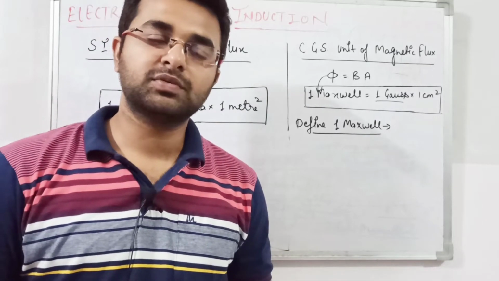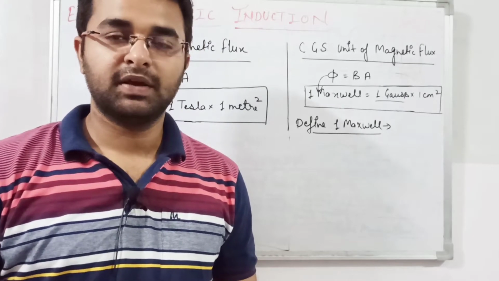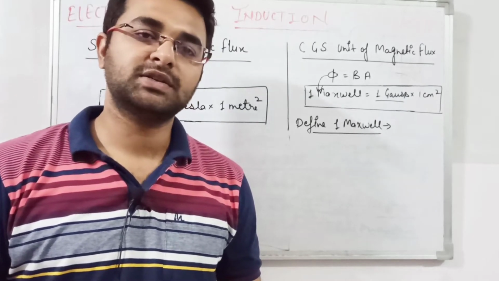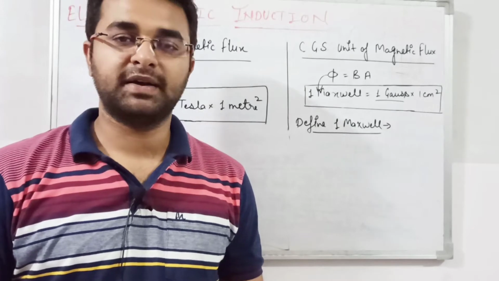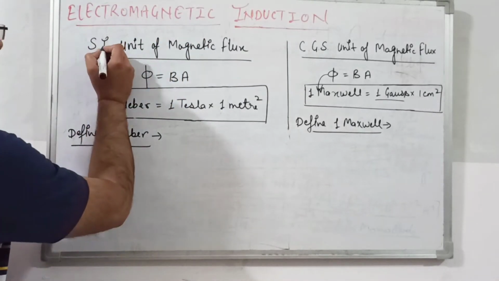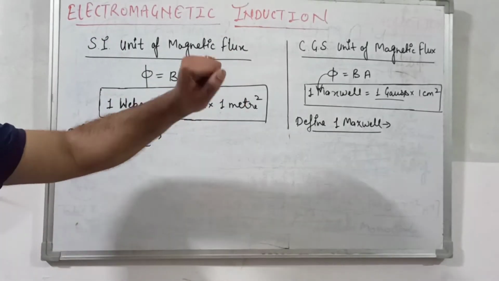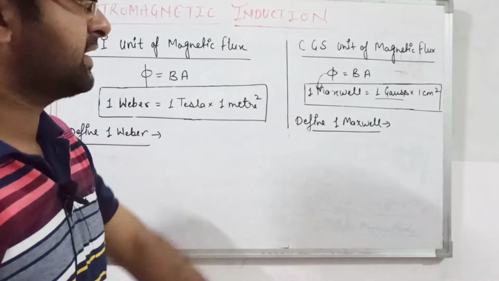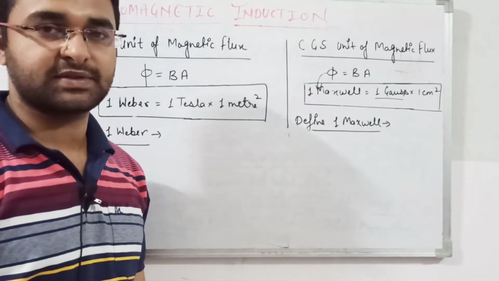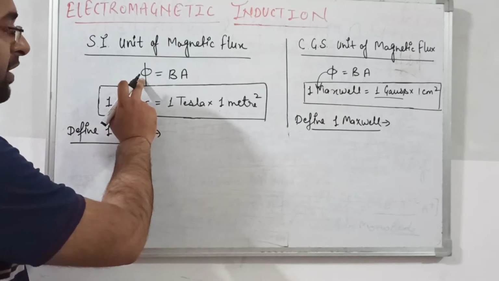So welcome dear students. Today we will try to understand what are the SI units and CGS units of magnetic flux. So dear students, SI means International System of Units and CGS means centimeter, gram and second unit of magnetic flux. In SI system, we know the formula of magnetic flux.